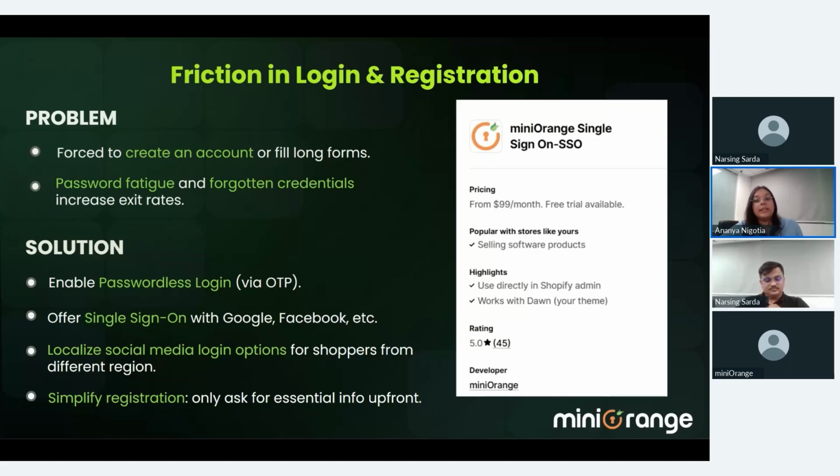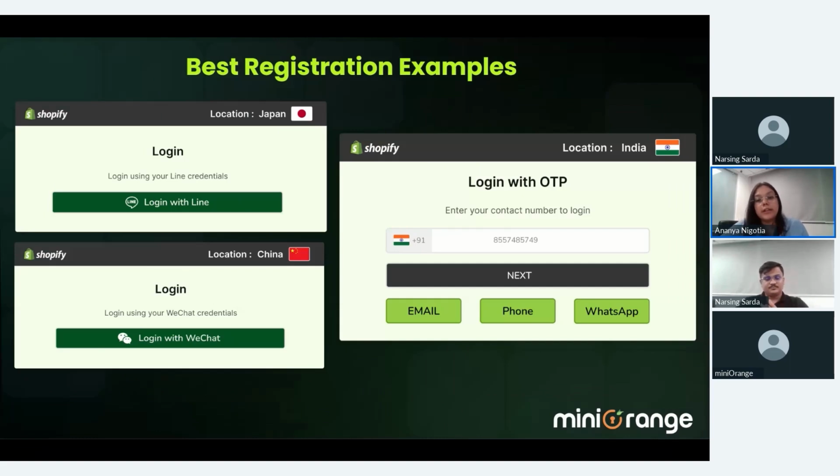That's something we have noticed across multiple stores, which have shown positive results by improving the login and registration process. The next pointer I'd like to share is to localize the social media login options based on your target audience, which is particularly helpful for B2C users. For Japan, we have noticed that Line is a common social login option that people want integrated into their store. For China, we have seen WeChat.